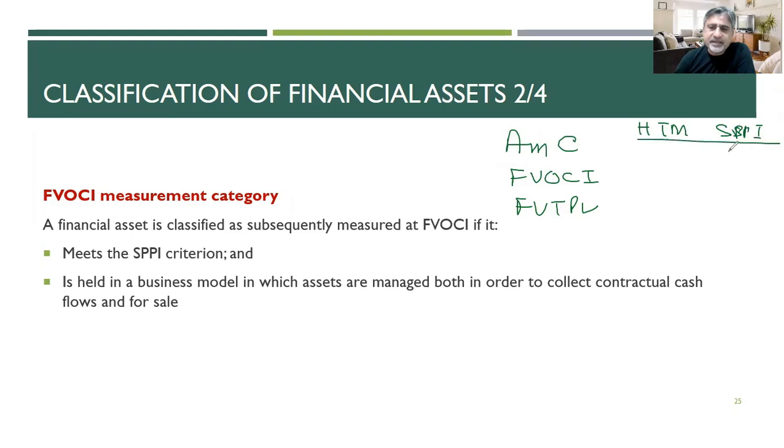Amortized cost, it meets SPPI. Fair value OCI, it meets SPPI. This is for HTM. This is HTM or other, or trading, whatever. And all others, they come in here. So if I talk about receivables, do they meet HTM criteria? Do you keep till the end and then collect money from the customer? Yes or no?